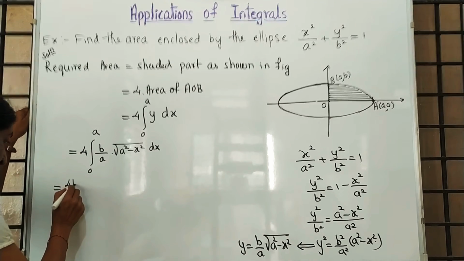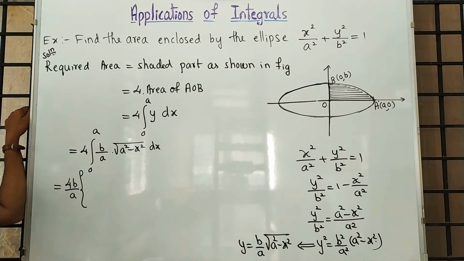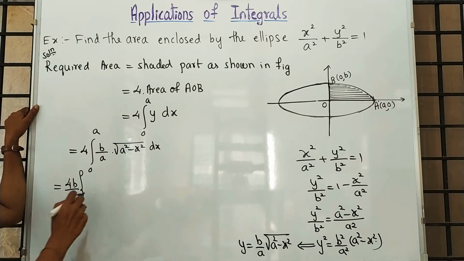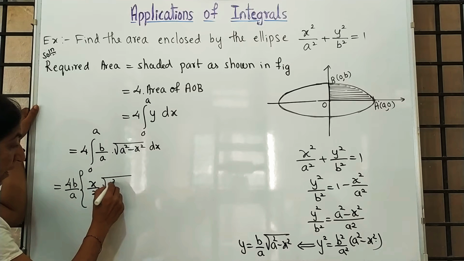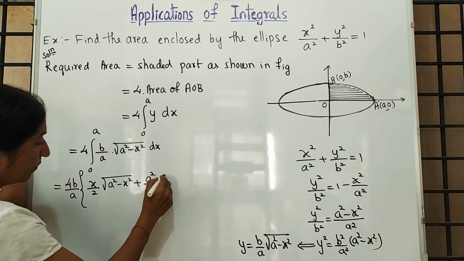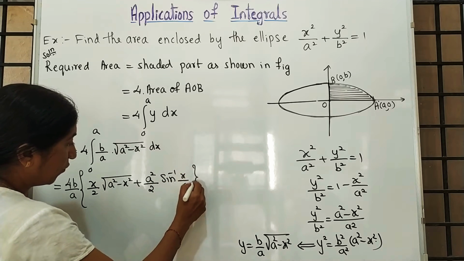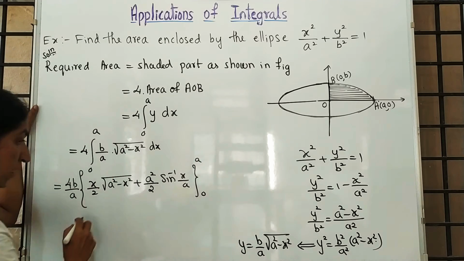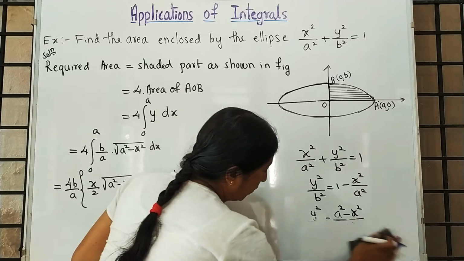4 into b by a, it is a constant, in the bracket. We are familiar with the root of a square minus x square formula. This is x by 2 root of a square minus x square plus a square by 2 sine inverse of x by a, from 0 to a. So I think you wrote this. Now I will erase this, I require the space.